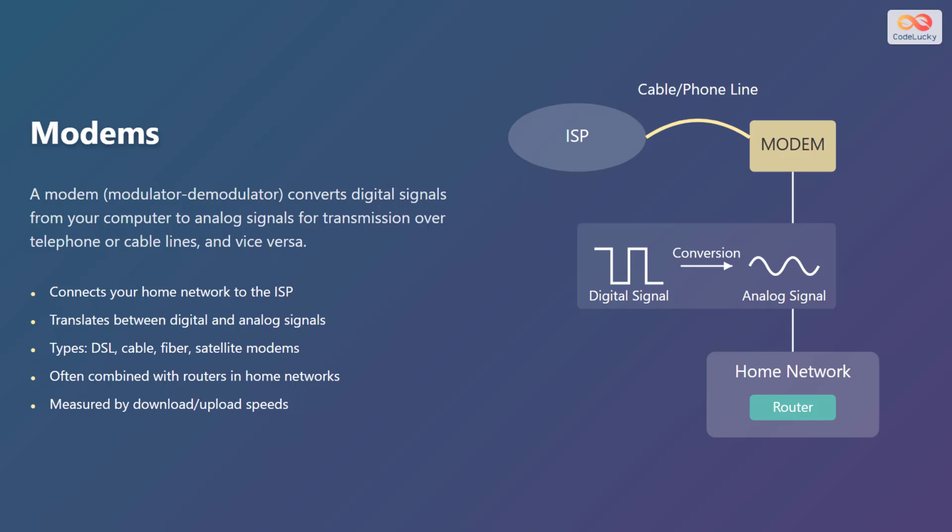Modems connect your home network to the Internet Service Provider, or ISP, enabling you to access the Internet. Common types include DSL, cable, fiber, and satellite modems. In home networks, modems are often combined with routers into a single device. Modem performance is typically measured by download and upload speeds.